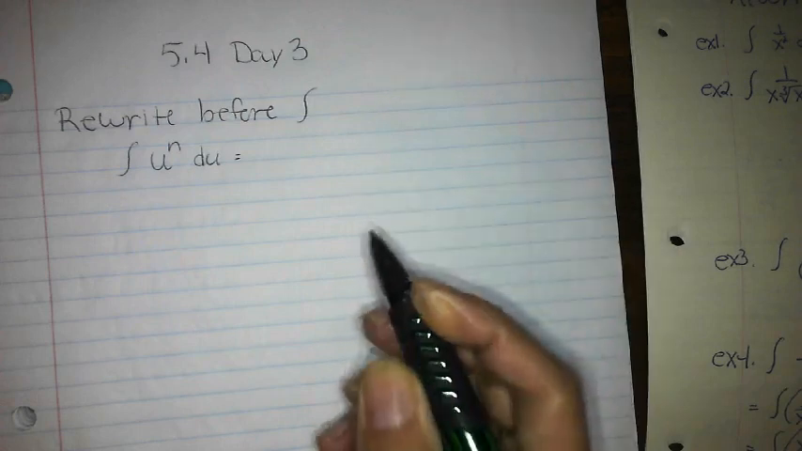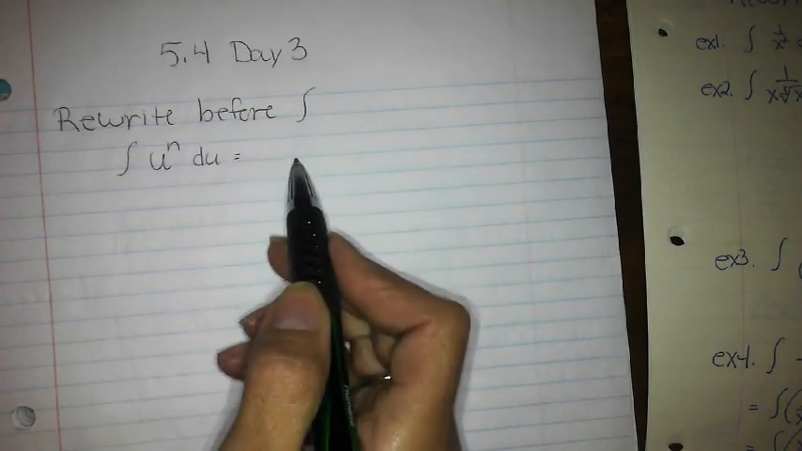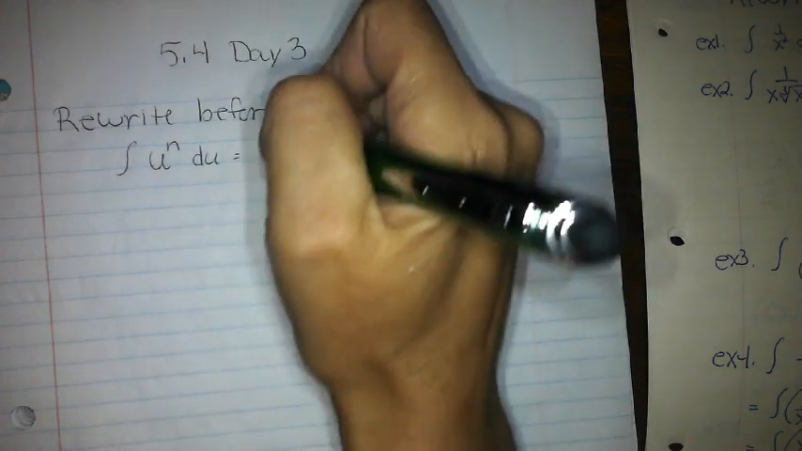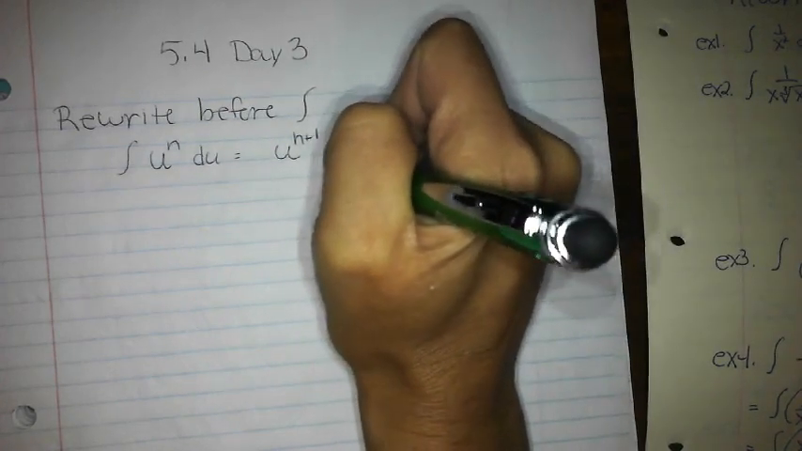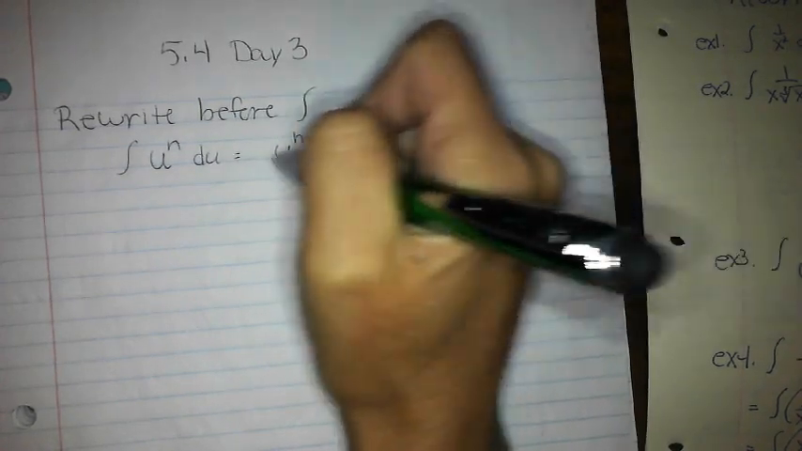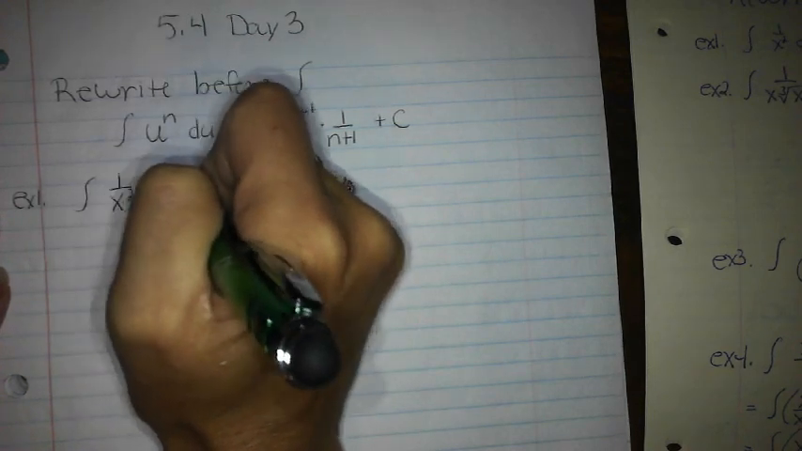And remember, the rule is you always add 1 to the exponent, multiply by the reciprocal, carry along multipliers. So it's add 1 to the exponent, multiply by the reciprocal, and any multipliers carry along with the plus c. Alright, so here we go. Number 1. Find the integral of 1 over x squared dx.